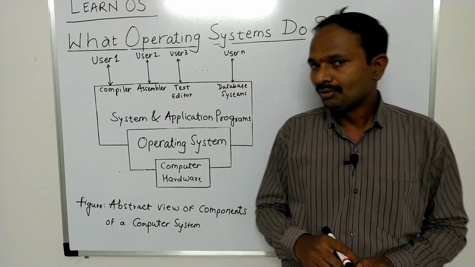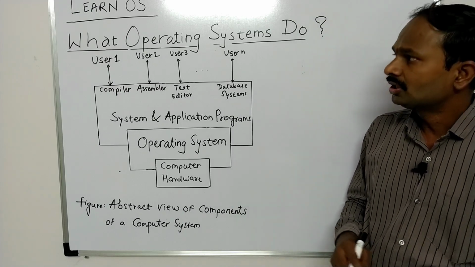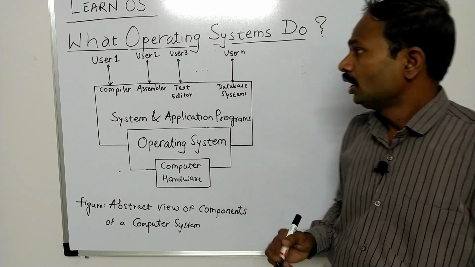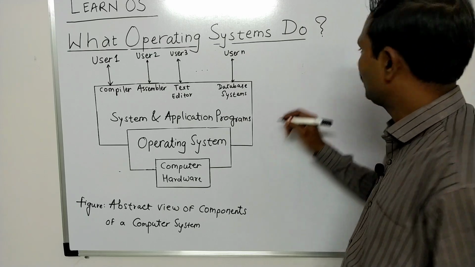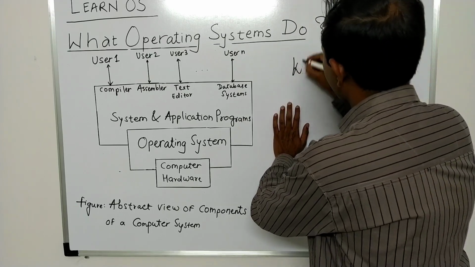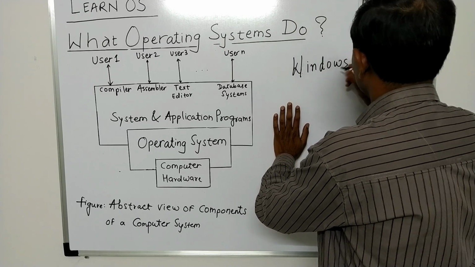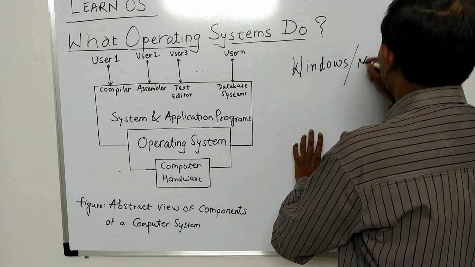In this video, we will learn first of all an introduction to operating system, in which we will see what an operating system does. So, first of all, what is an operating system? We know some examples of operating systems. They are Windows. Another example is Mac OS.